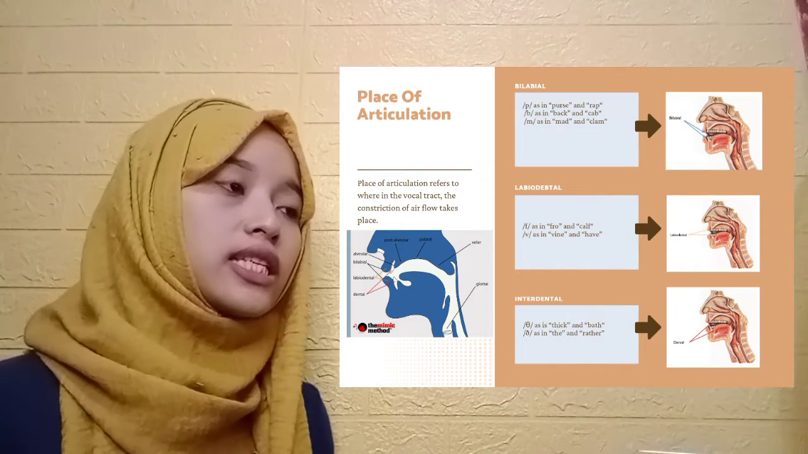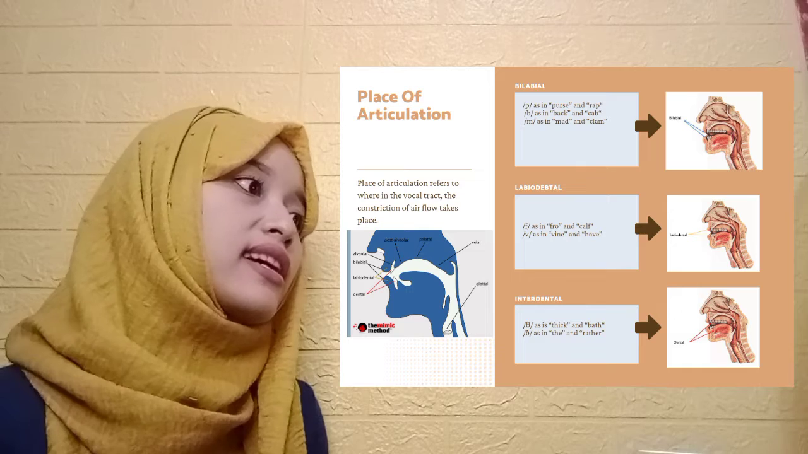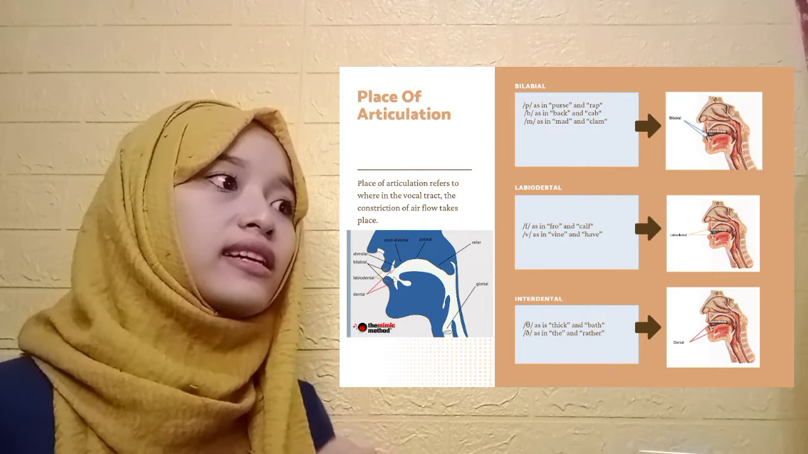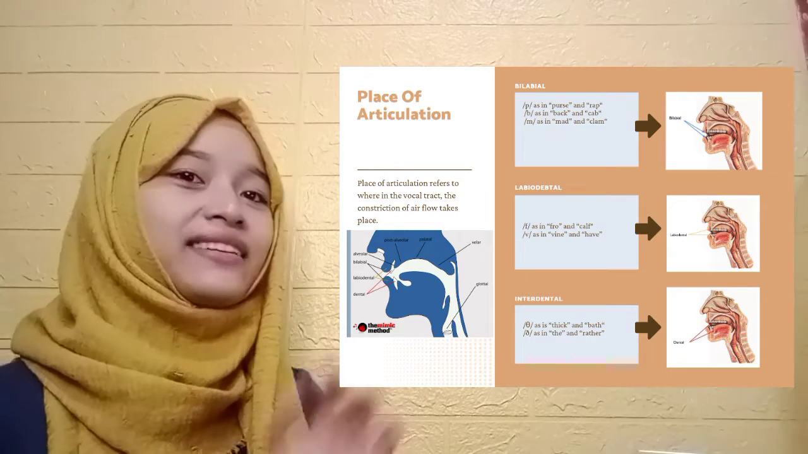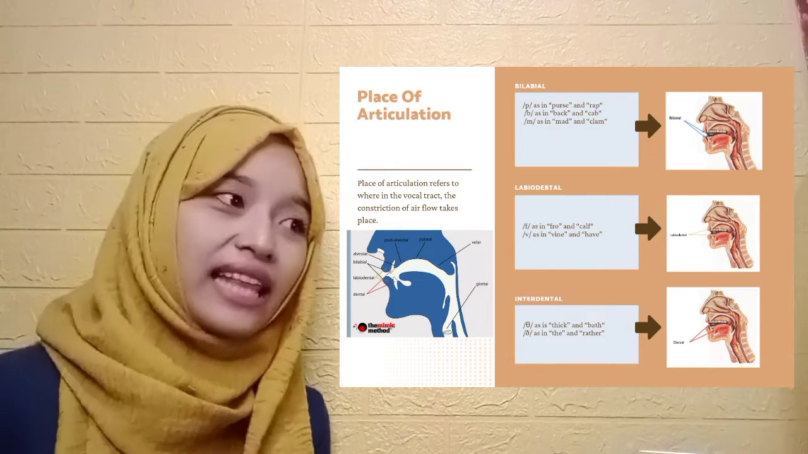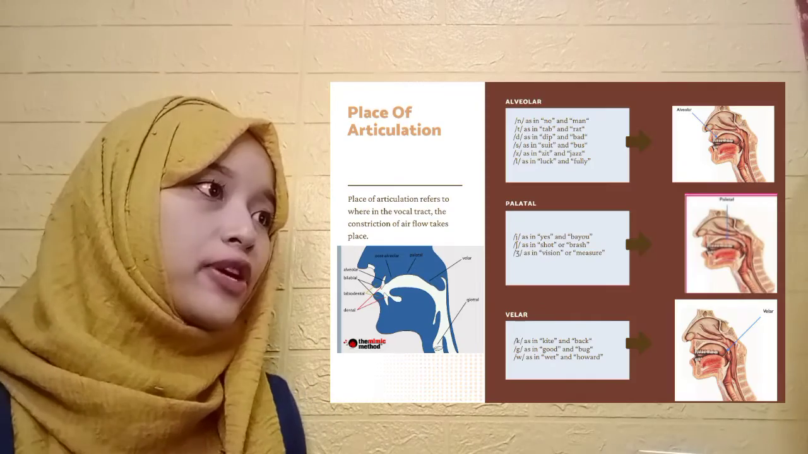The third is interdental sound. Interdental sounds are produced with the tongue in between the upper and lower teeth, such as th and th. For example, th as in thick and bath, and th as in the and rather.